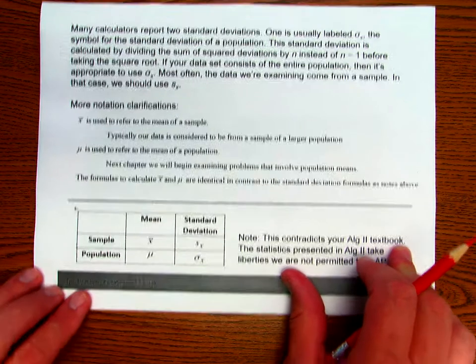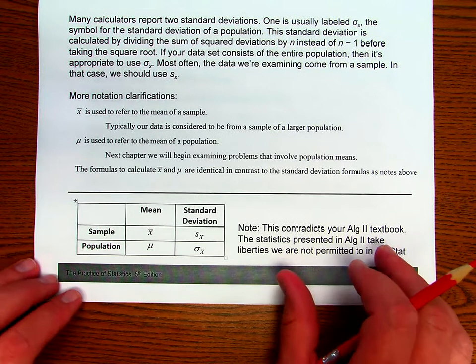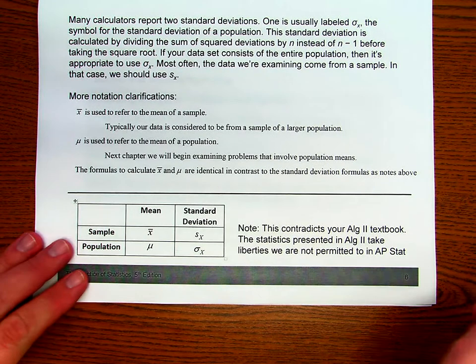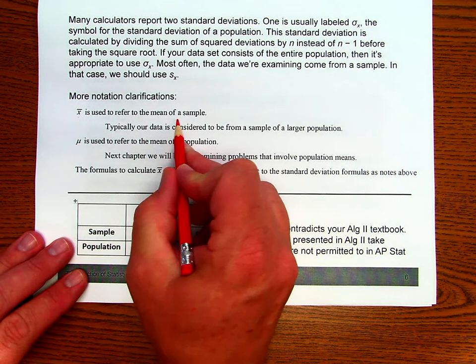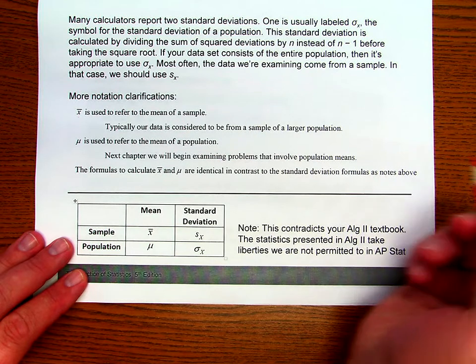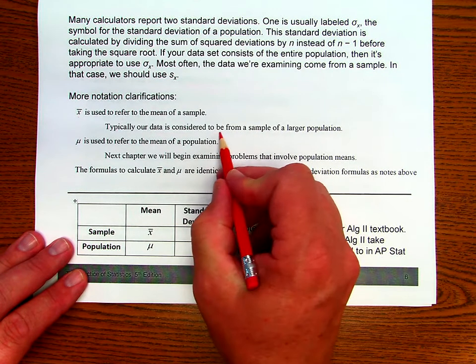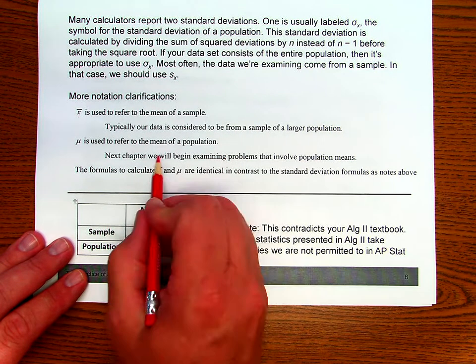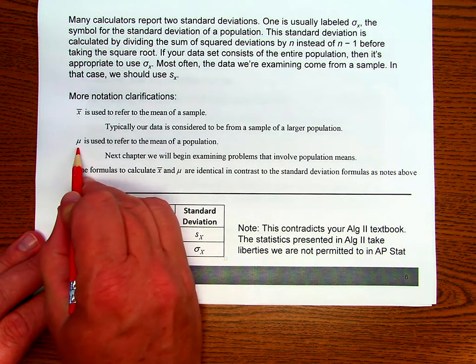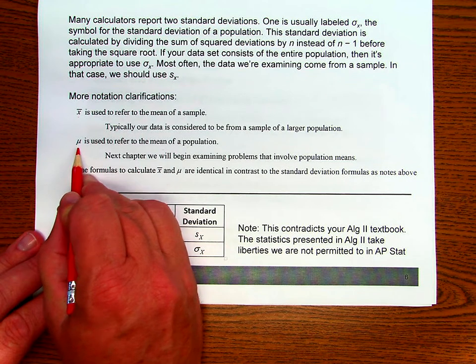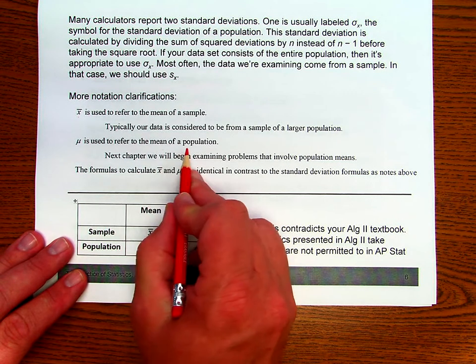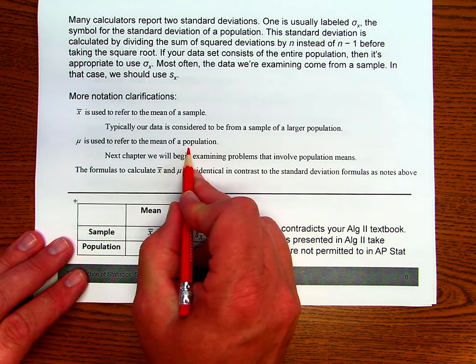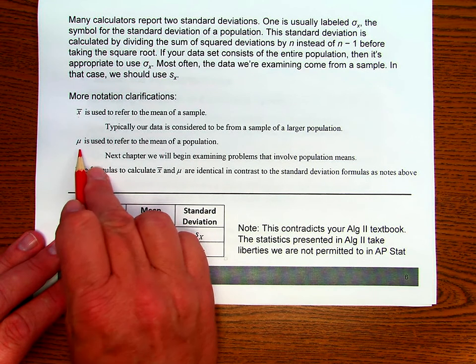So, tying the symbols together. x bar, that's the symbol for mean, and that's when we're talking about the mean of a sample. And for now, that's what we're dealing with, samples. If you're dealing with the mean of a population, that's the lowercase Greek letter mu. When you need to refer to the mean of a population, that's the symbol that you use.